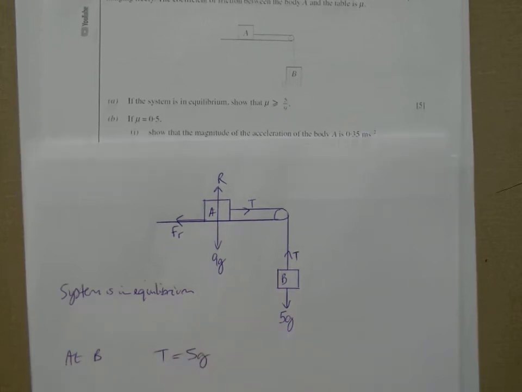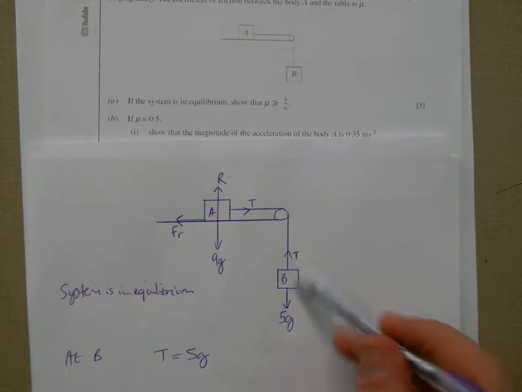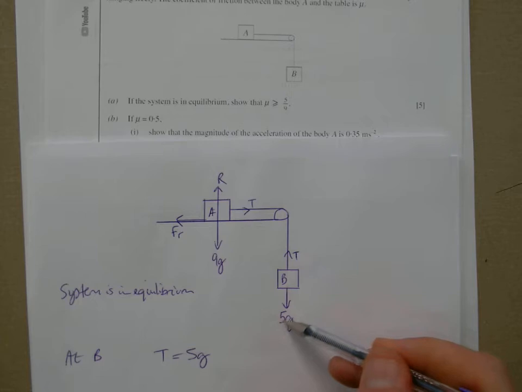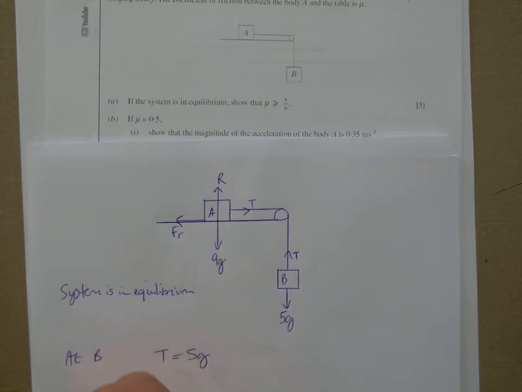That's an interesting one, because I focus on B to start with, as we can see straight away that the upward force, the tension in the string, has got to equal the weight. So we've got a value for T straight away, and it's 5G. Then if we look at A and go along the direction of the string, you've got the same tension in the string, because it's a smooth pulley. Tension is the same throughout.